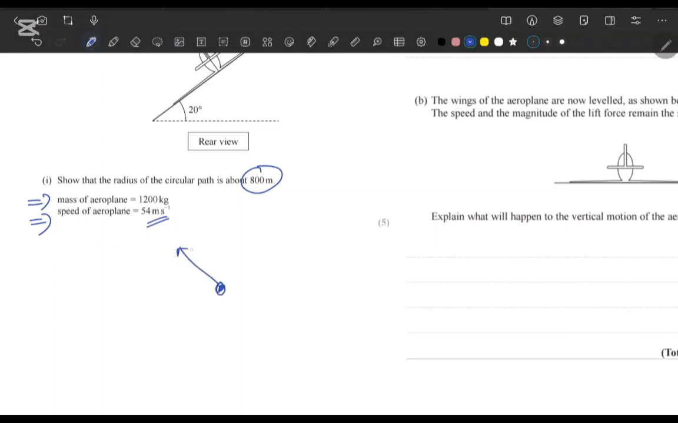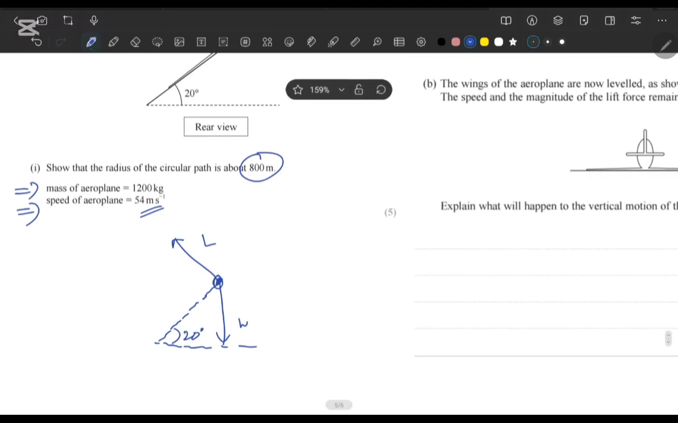So this is going to be the lift force, and this is going to be the weight. It's kind of like an inclined plane here, so we have an angle of 20 degrees. Now in circular motion, you never make components with weight. That's something you have to understand. You always make components with the other force. That could be tension, that could be the lift force. So we want to make components with the lift force.